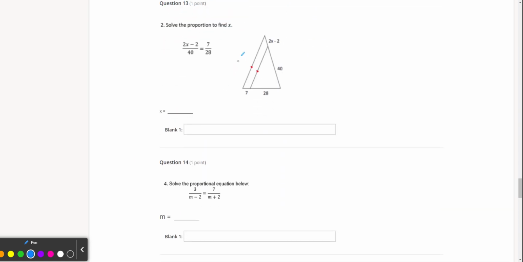Are we good on setting up and solving proportions? We got to be able to do this. You're going to cross multiply. So multiply across the diagonal, 40 times 7. And that's going to equal 28 times 2x minus 2. And we've got to be able to distribute. So you're going to distribute the 28 over both those terms.